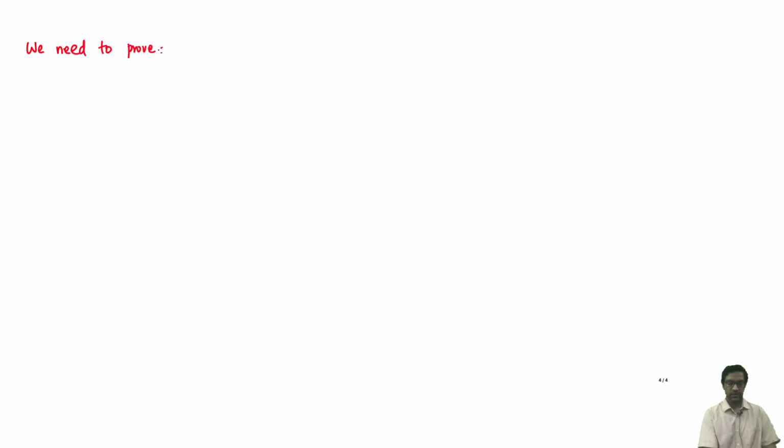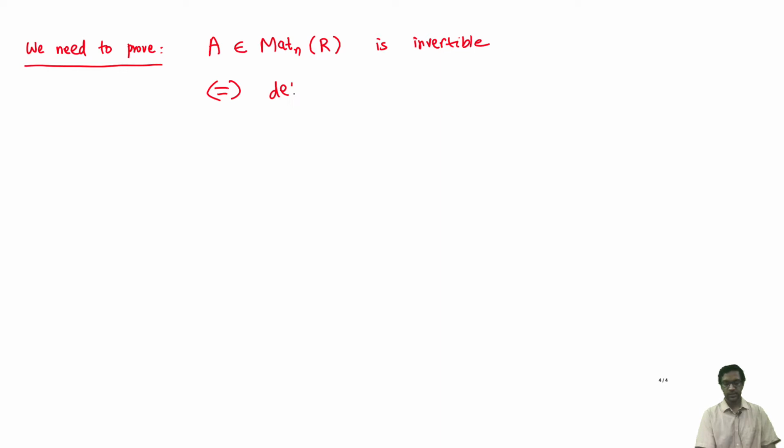What we need to prove is really the following fact: when is a matrix invertible? A matrix A in the ring of n cross n matrices is invertible if and only if its determinant is a unit. This is really what our proposition amounts to. I have just converted everything from homomorphisms to matrices. So first, what is the definition of the determinant? Well, it's the most obvious definition.